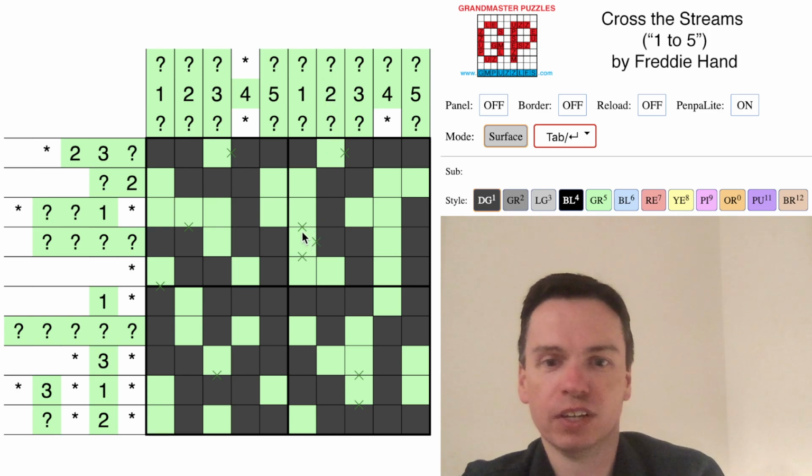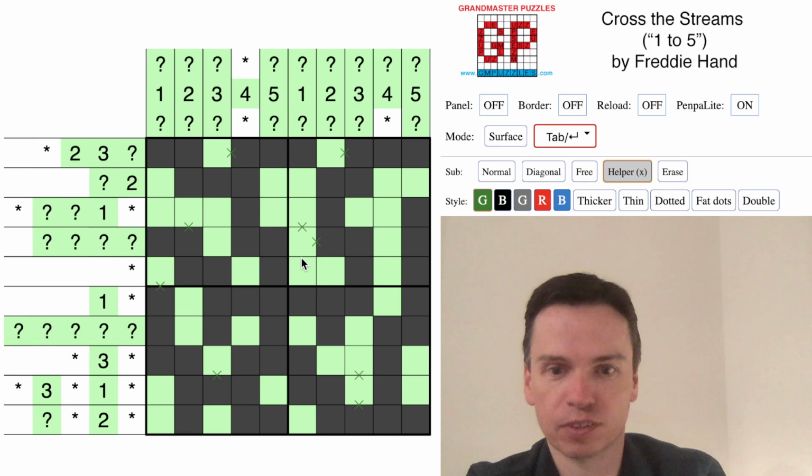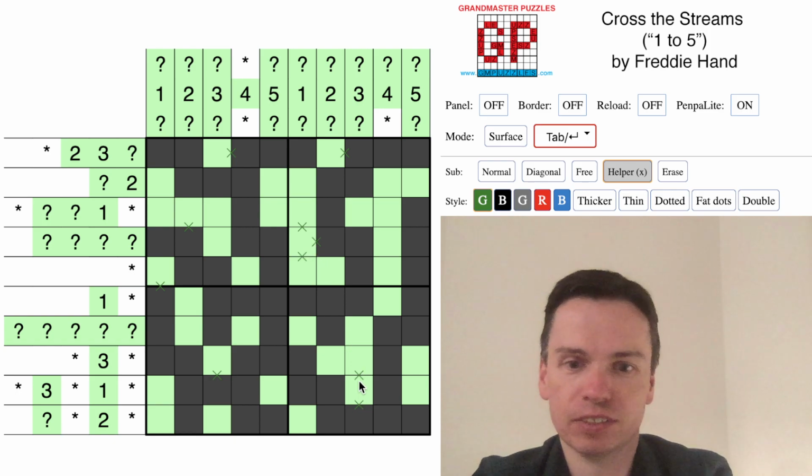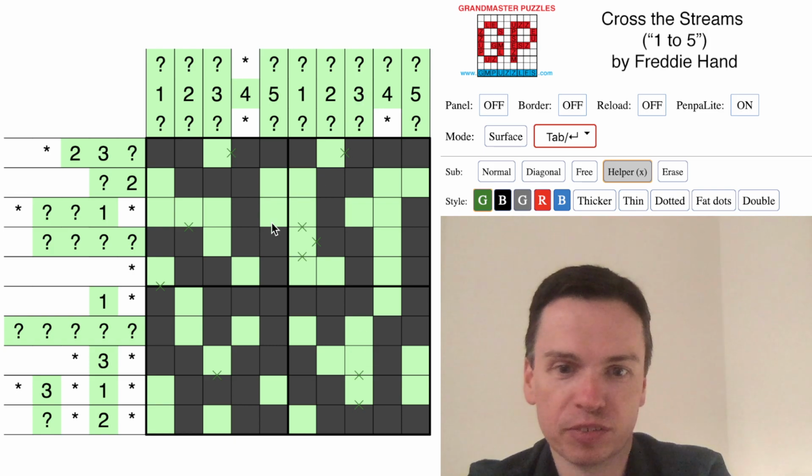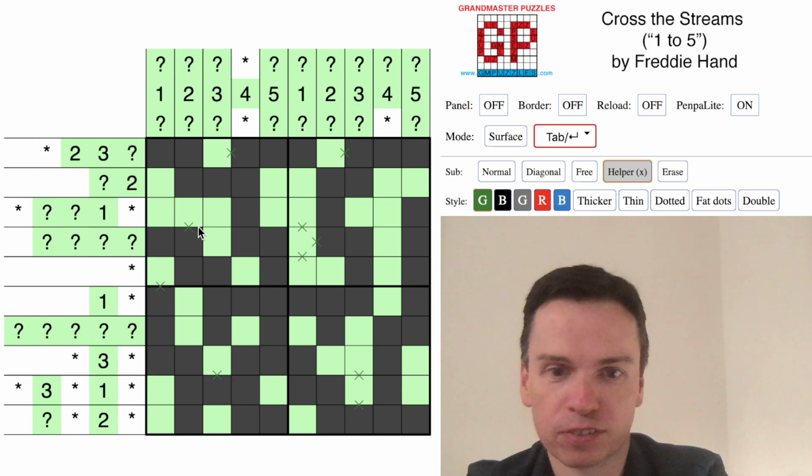So this notation style of putting these marks on borders may help. I do it a lot in pencil, and you can turn it on in the pen-pal interface if that's useful for you and other cross-the-streams puzzles.